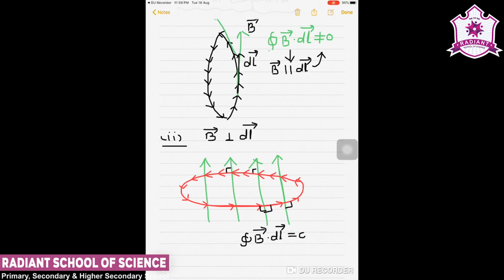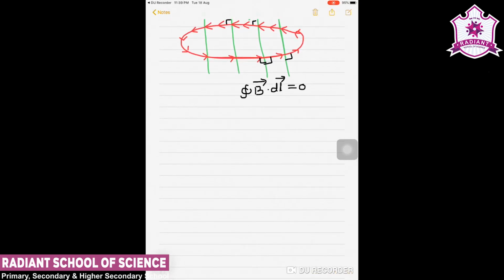integration B dot dl will be 0. And the third case that is possible is a simple thing, that in case number 3, B itself is 0. That means loop is lying only, current is passing through it, and there is no magnetic field in there. That means no loop is there, no current is there, because we know that if there is a current, it will produce the magnetic field. But even though there is a case in which we can have current but there is no net magnetic field. How is it possible?